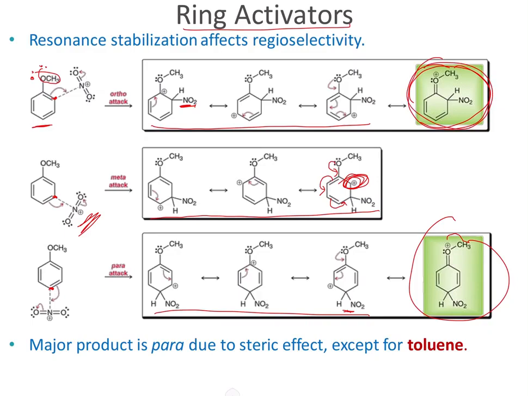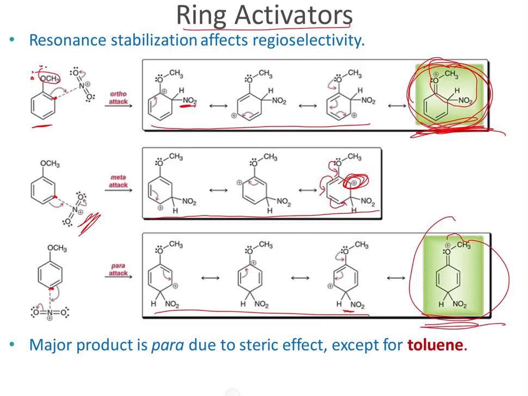But when you look at the ortho and the para, which one is going to be more favored? Well, by looking at the para position, you can see that there is less steric effect. There is some crowding in the ortho position. That crowding leads to steric effect. That steric effect makes this compound less stable when compared to the one in the para position.